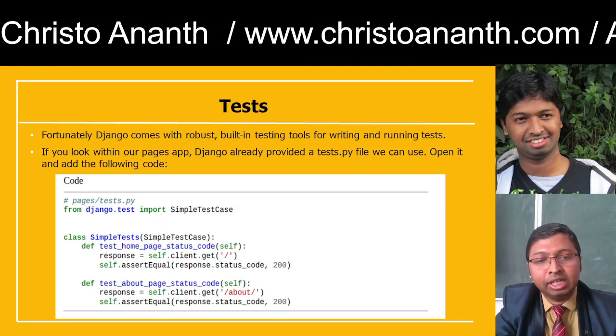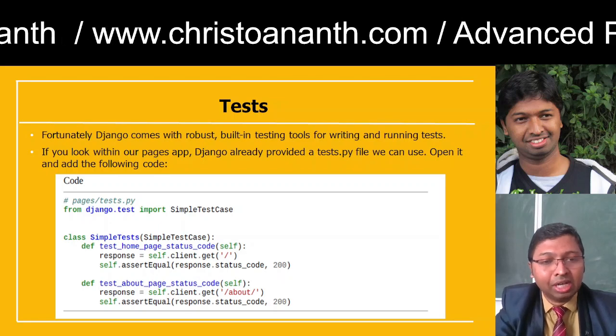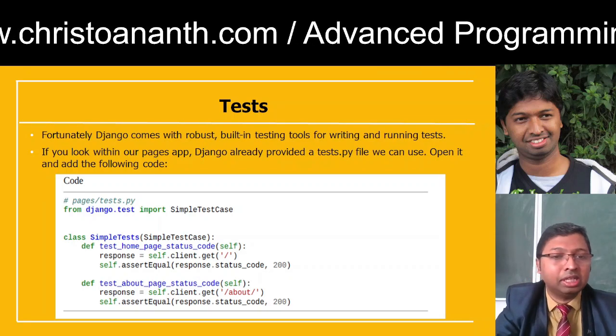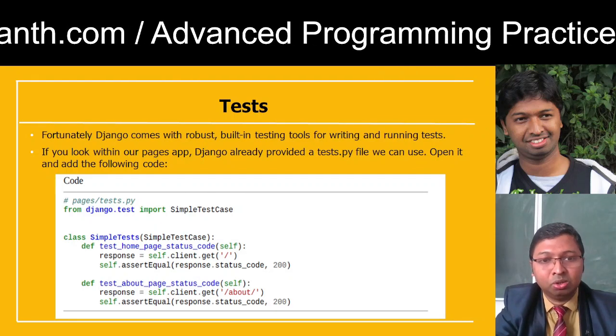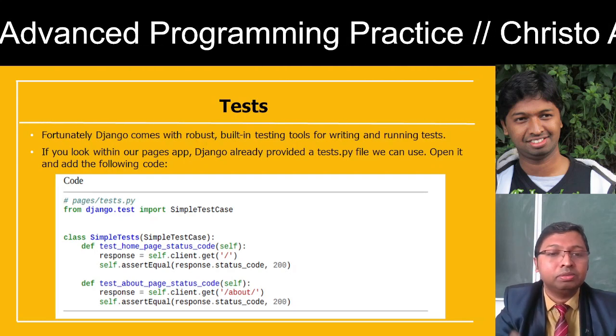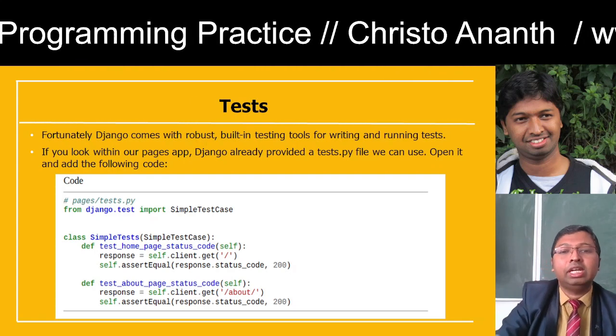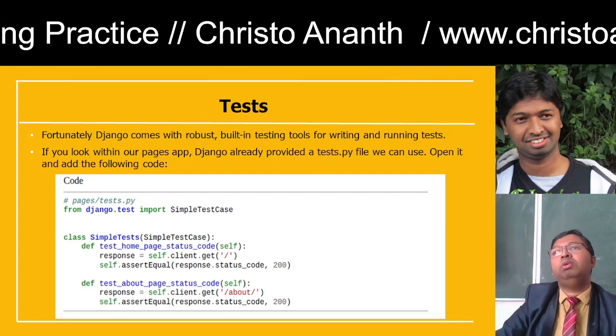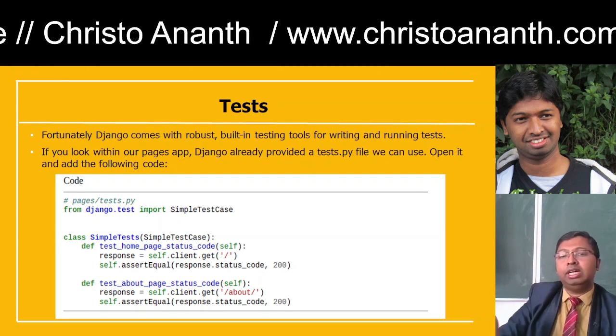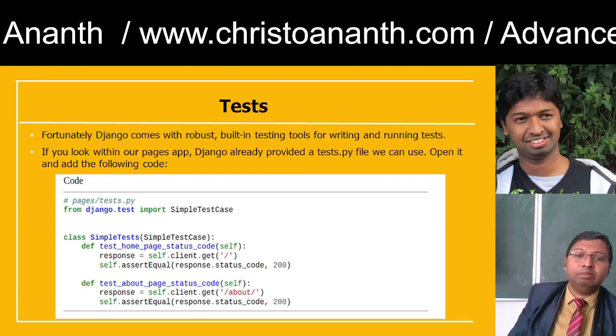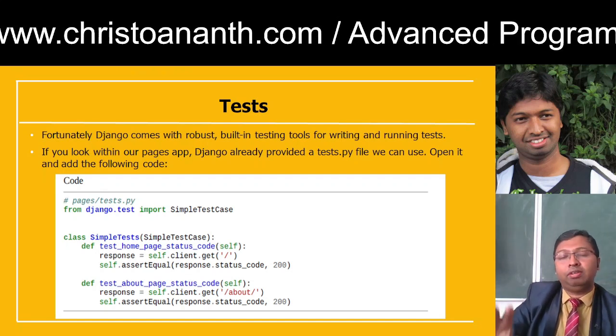From django.test, import SimpleTestCase. Then class SimpleTests, you will have SimpleTestCase. Define test_home_page_status_code, it is self. response is equal to self.client.get, you are going to get the input, and then self.assertEqual response.status_code 200. Similarly, for the about page also you are going to have the same.